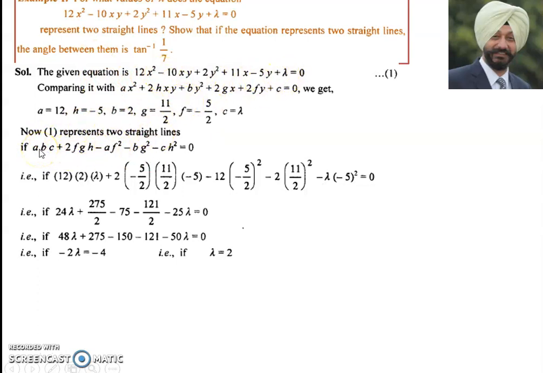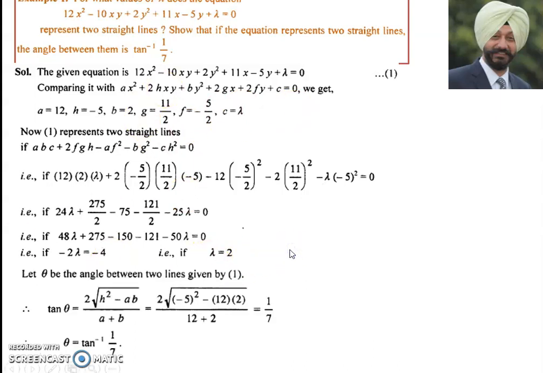if the determinant of a, h, g; h, b, f; g, f, c is equal to 0, that means abc + 2fgh − af² − bg² − ch² is equal to 0. So I put the values of a, b, c, f, g, h. When I put all these values, and c is equal to lambda, I got the value of lambda, and lambda is equal to 2. It's just simple simplification, so we got lambda.